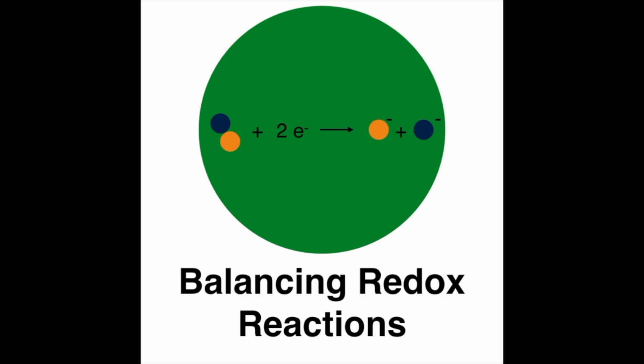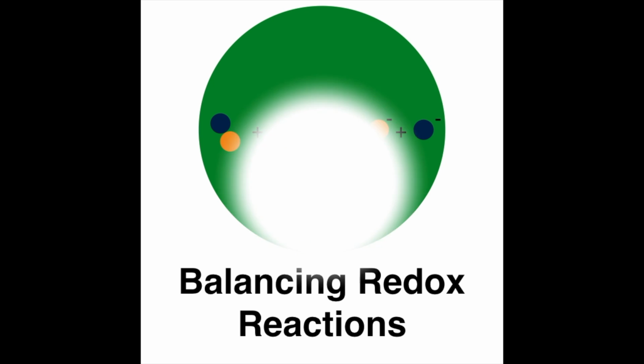In this lesson, we will go through the steps involved in balancing redox reactions. As we know, redox reactions involve the transfer of electrons. Since electrons are being exchanged between species, this means redox reactions also involve the change of oxidation states of atoms. Let's take a look at the following reaction as an example.